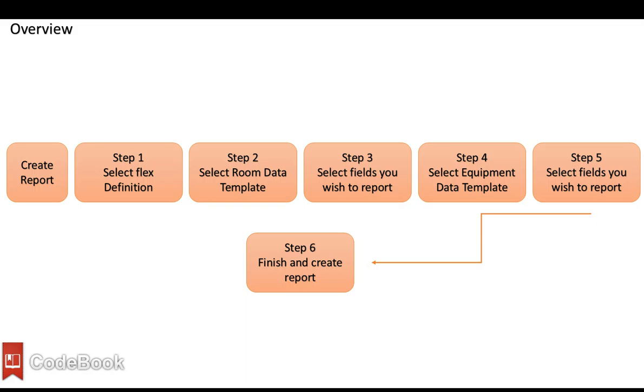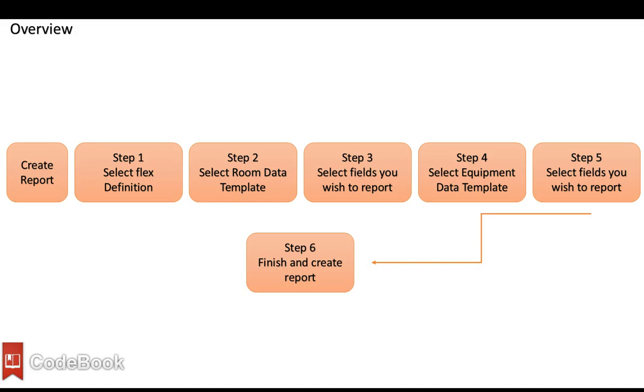Step 4 is we're selecting the equipment data template. So it's the other side now. We're dealing with equipping and the FF&E list we wish to see in this report and how that's to be laid out. So step 5 is a continuation of step 4. What we're doing here is we're selecting the type of data we wish to see in that report. So do we want to see codes, descriptions, groupings, classifications, costings, etc.